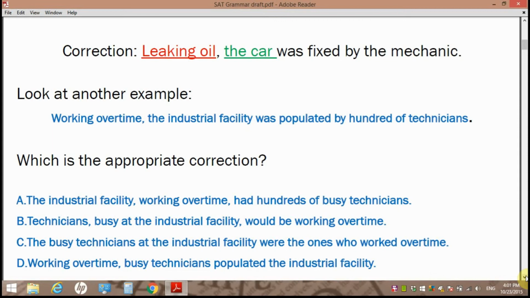The dependent clause in this situation focuses on working, okay? Working overtime. Who is working overtime? Is it the industrial facility or is it the technicians? In this case, it's the technicians. So technicians should be placed after the clause. Answer choice D is the correct answer choice.